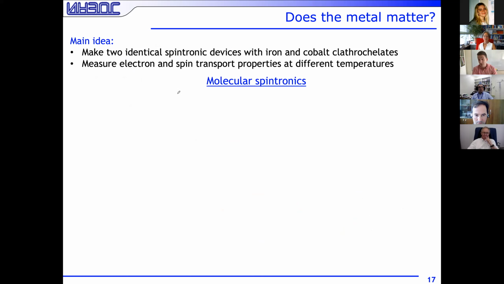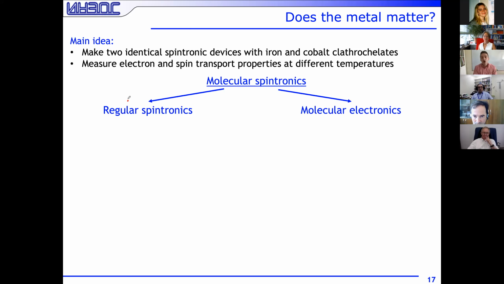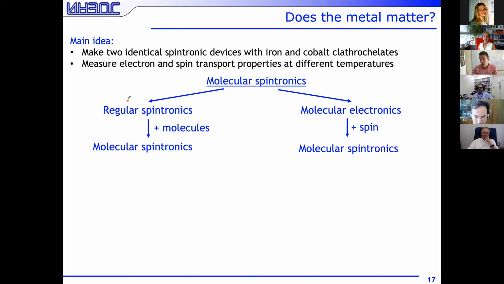So we are dealing with molecular spintronics. We can either go to people who are doing regular, inorganic spintronics, or we can start with people who are working with molecular electronics and work our way from there. In the first case, we just need to add some molecules, and now we would have molecular spintronics. And in the second case, we would have to add some spin to convert electronics to spintronics.